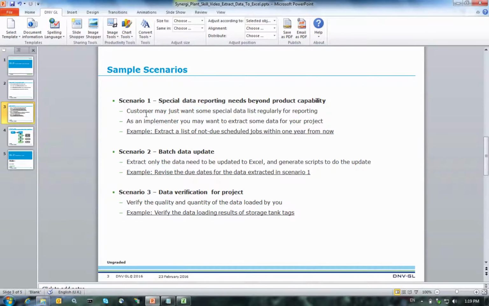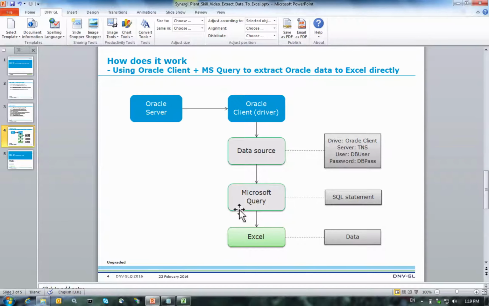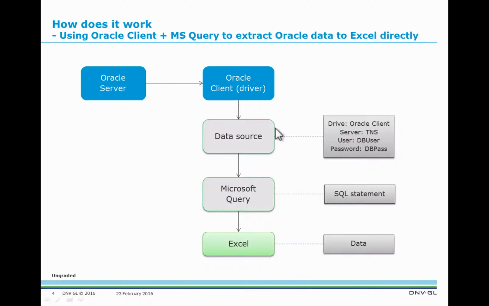Okay, and here is a slide to show you that how this work with the query and the driver. So basically, the Oracle server is connected to the Oracle client on the PC, and the Oracle client is connected to data source, and then this data source is used by query, Microsoft Query object. And here, you can use the query to push the data into Excel.